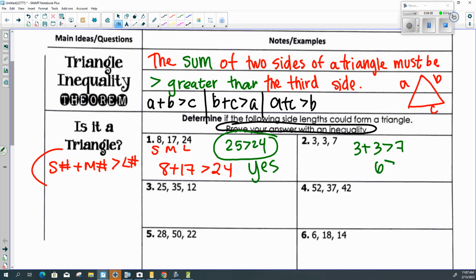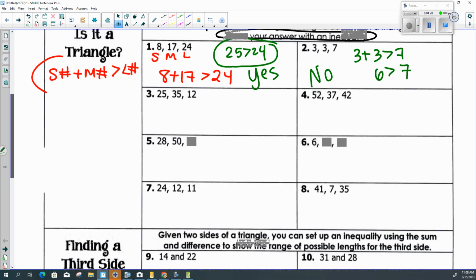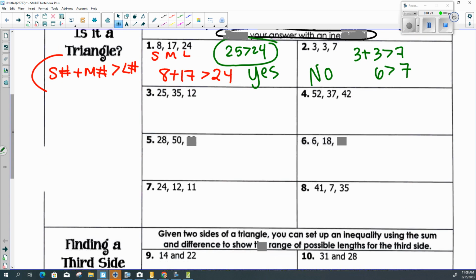6 is greater than 7. Is that true? No, these would not make a triangle. These are not good measurements to make one. T-Rex arms. About like you could do 7 plus 3. Yes. That's why I said 2 of them will be true.